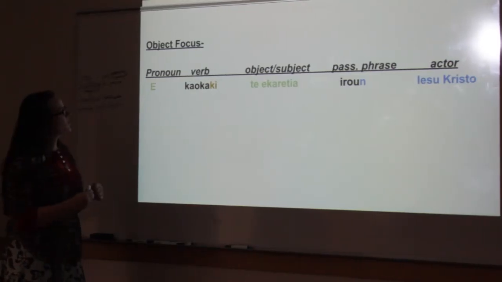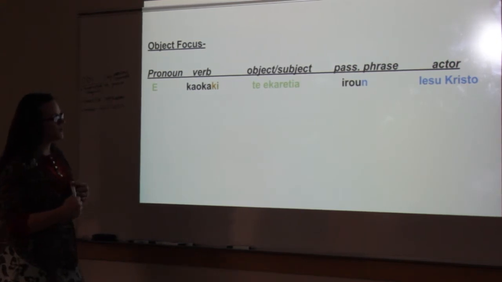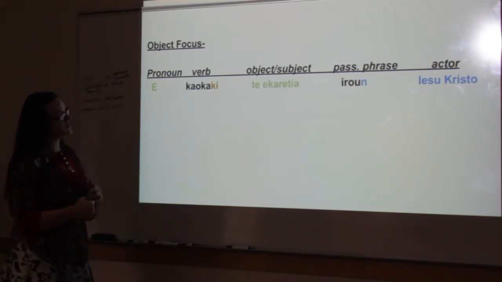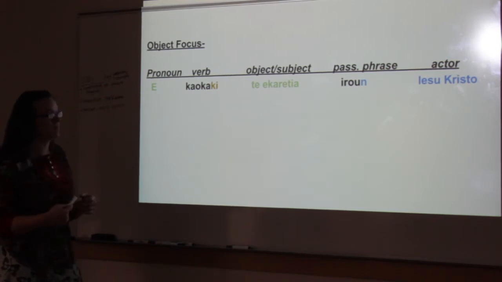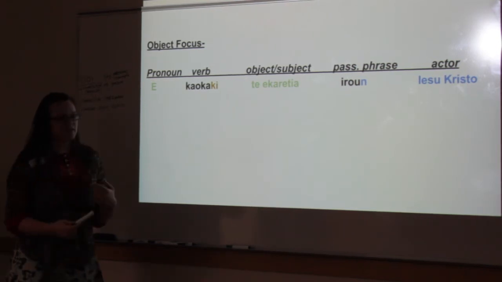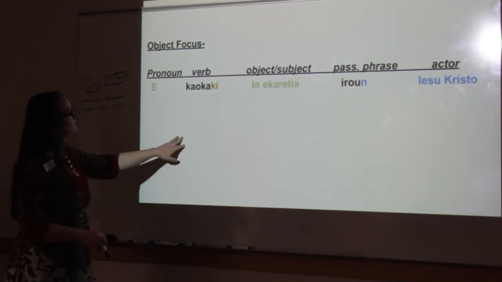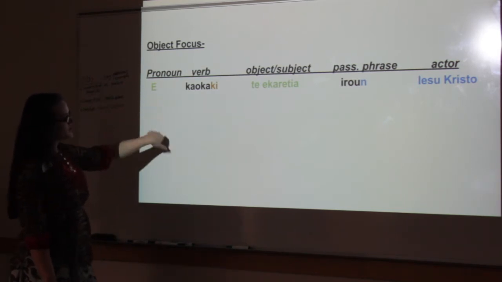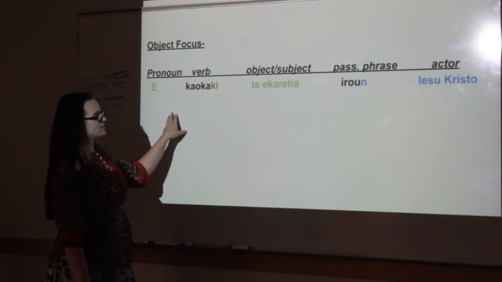In order to teach object focus in Kiribati, we have to use what's called passive voice. So in English, a non-passive sentence would be, Jesus Christ restored the church. A passive voice would be, the church was restored by Jesus Christ. In Kiribati, there are no verbs that can be used as directly object focus, so we have to conjugate our verbs. So the sentence that we have here is, the church was restored by Jesus Christ.